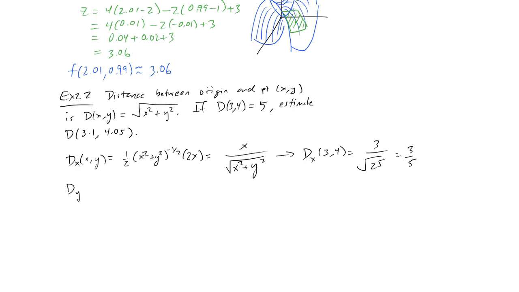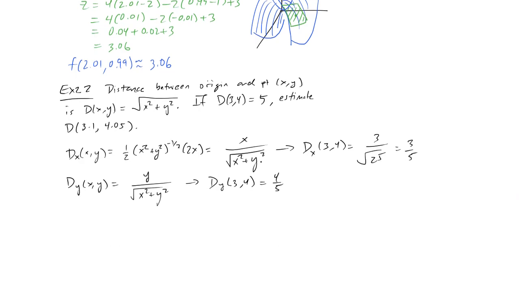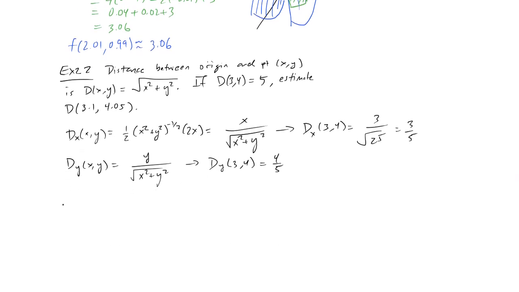In a similar fashion, the derivative with respect to y is going to be y over the square root of x squared plus y squared. And if we put 3, 4 into that, we'll get 4/5. So those are the slopes in the x and y directions. And now we're ready for our plane. So our plane, which we could call z, we could call L(x, y).